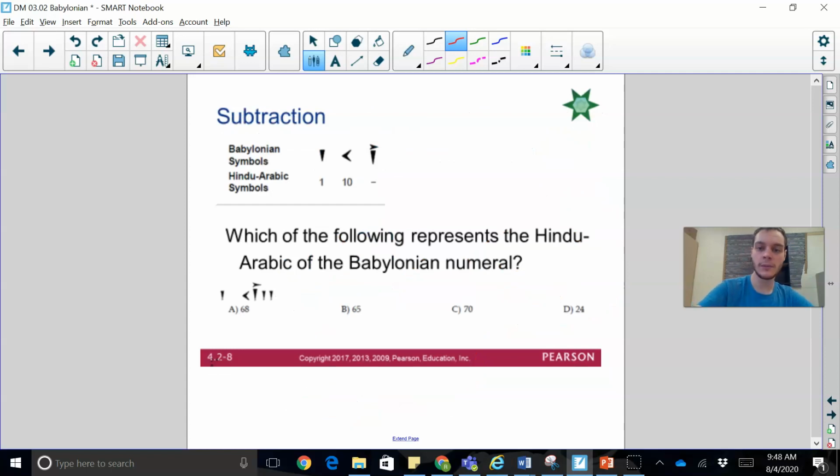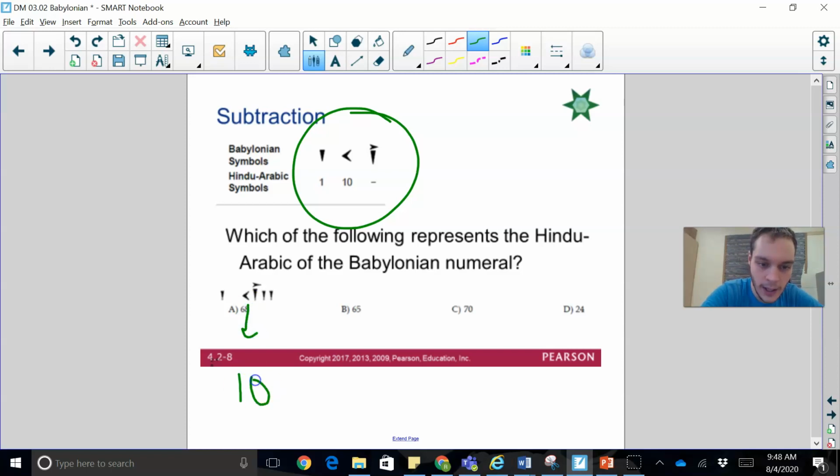Now I'm bringing one more symbol. This is the last symbol we have for this one. It's a subtraction symbol. So if I look at this example here, it looks to be a 10, right? So we have 10, but then we have that subtraction sign. So 10 minus 2. That gives us 8.